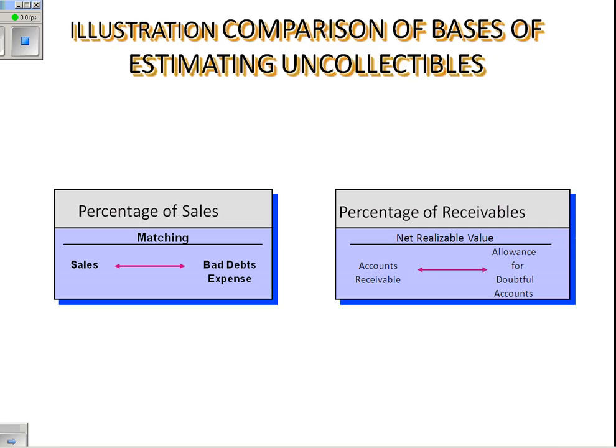When comparing the two methods, percentage of sales closely matches sales and bad debts, but percentage of receivables closely matches the net realizable value of accounts receivable on the balance sheet. So I guess in the first one, the income statement is a bit more accurate, and in the second one, the balance sheet is a bit more accurate.